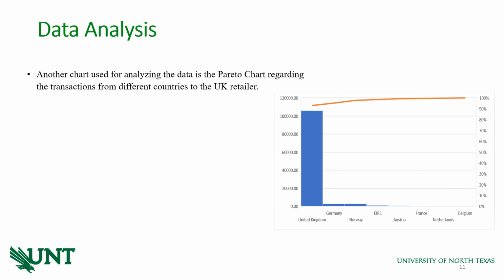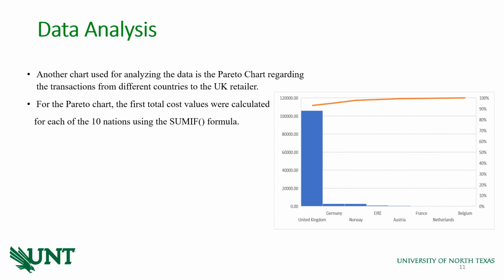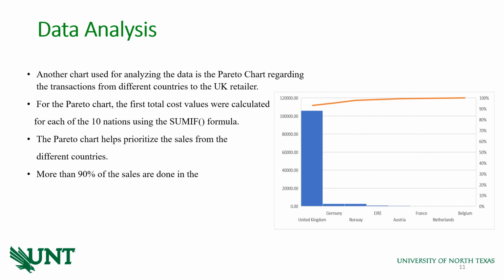Another chart used for analyzing the data is the Pareto chart regarding the transactions from different countries to the United Kingdom retailers. For the Pareto chart, the total cost is first calculated for each of the 10 nations using the SUMIF formula. The Pareto chart helps prioritize the sales from the different countries. More than 90% of the sales are done in the United Kingdom only. Other countries below the margin are ineffective in sales.